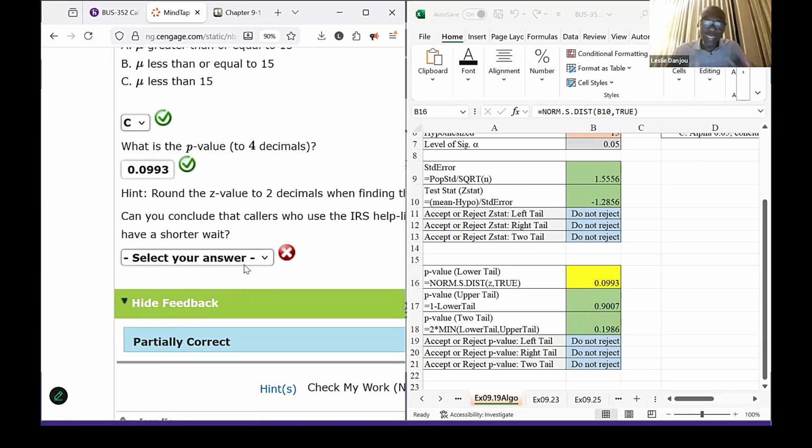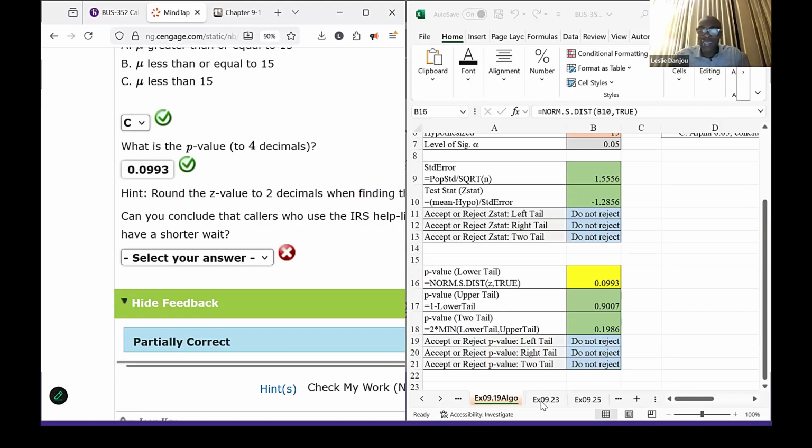So hopefully you're seeing that the claim matters. Is it a left tail, right tail, or two-tailed test? And from there, you can tell which p-value to choose. Is it the left tail one, the lower tail one? Is it the right tail one, the upper tail one? Or is it the two-tailed one?